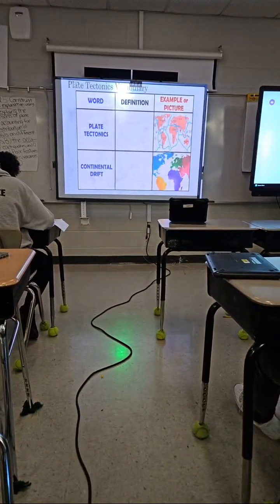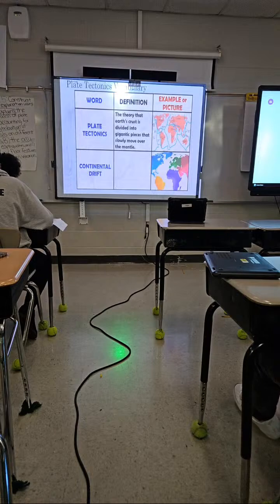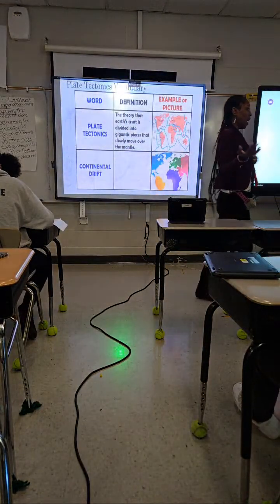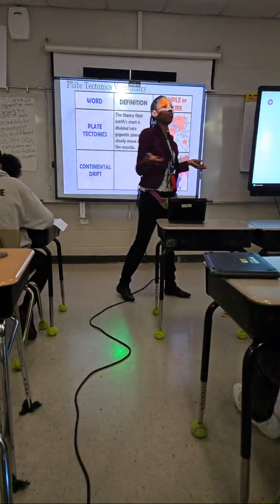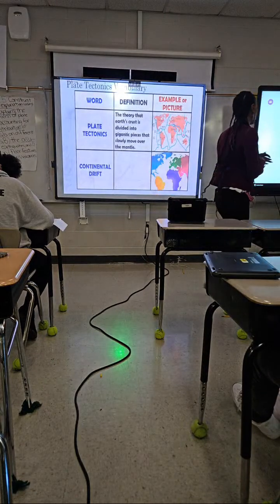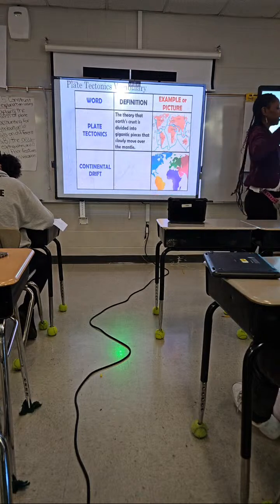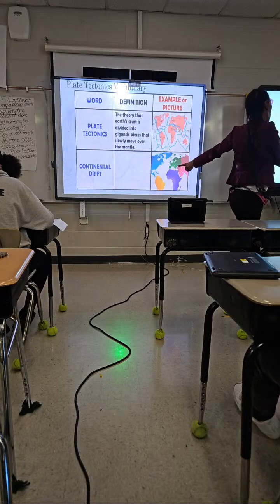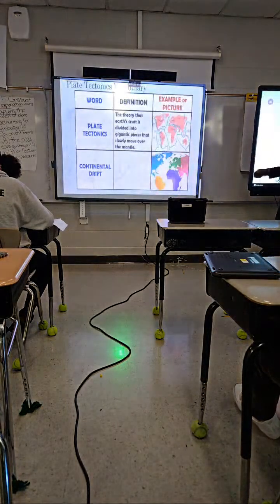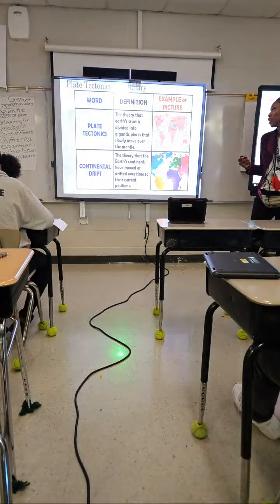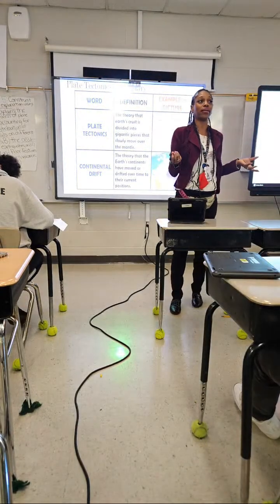Okay, so plate tectonics is basically the theory that the Earth's crust is divided into gigantic pieces that slowly move over the mantle. The Earth was just one big old supercontinent called Pangea. Pangea in Greek means all lands. And it slowly started dividing into gigantic pieces, and that also made the continents start drifting apart, and that caused the continental drift. And that's the theory that the Earth's continents have moved and drifted over time to where they are currently located.